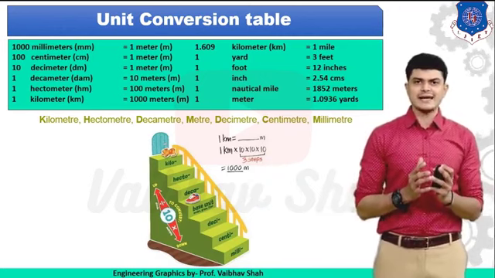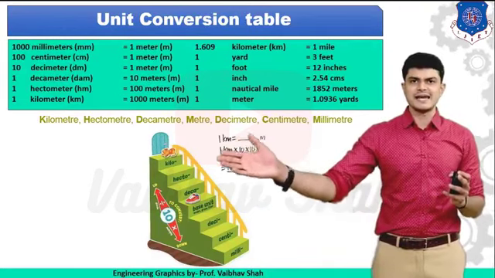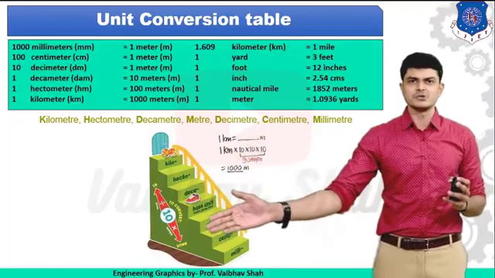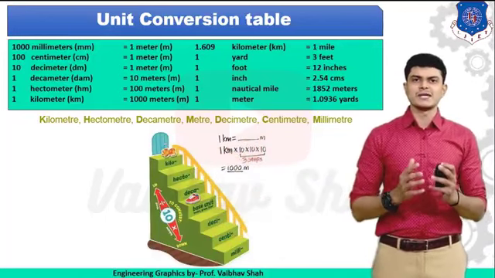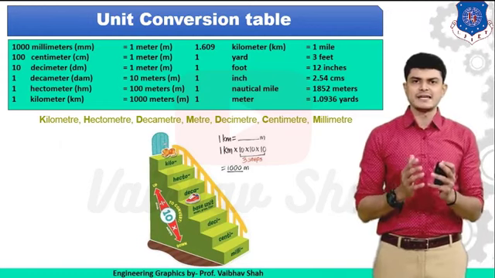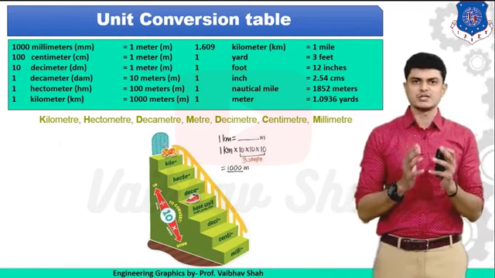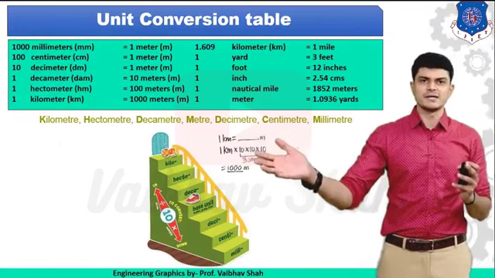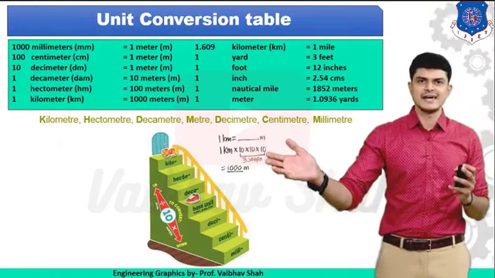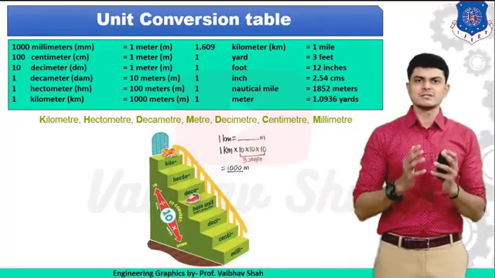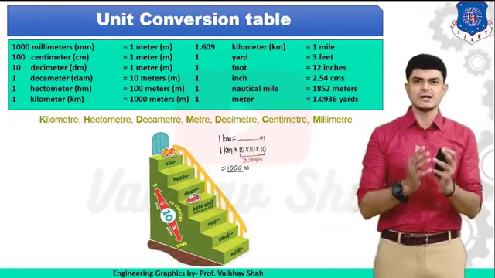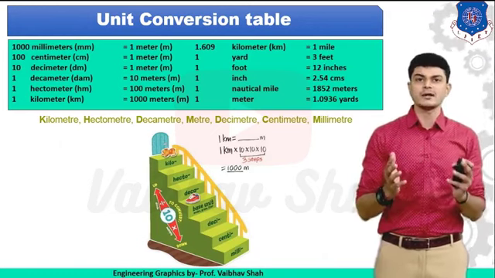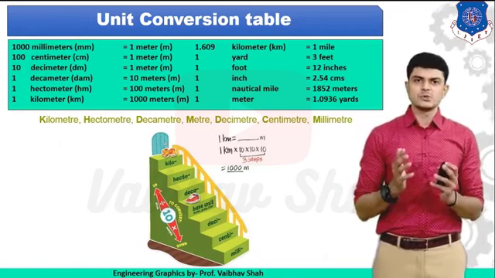For that, the cat has to descend by 3 steps: 1, 2 and 3. So you are getting down by 3 steps, that means you need to multiply 1 kilometer by 10, and since we are descending by 3 steps, we need to multiply by 10 three times. So 10 into 10 into 10, and we get a final unit of 1000 meters. So 1 kilometer is now 1000 meters, right? So it is very easy.